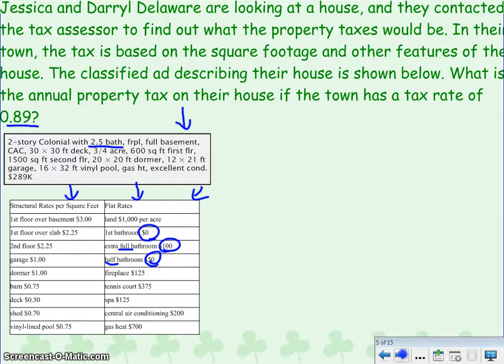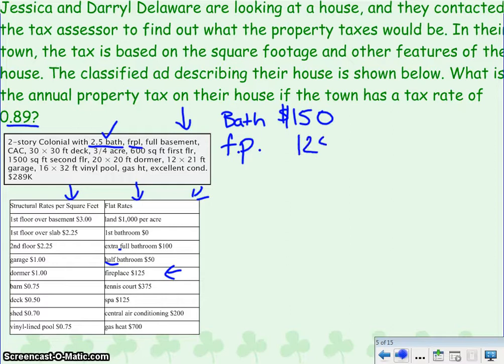Well, we have 2.5 bathrooms, and so we're looking at $150. How did I get that? 0 for the first bathroom, 100 for the second full bathroom, and 50 for the half bathroom. And what I would recommend is, as you're going through these, check them off. Second, we have a fireplace. Well, coming down here, fireplace, and I'm going to put a lot of just initials here, is $125.